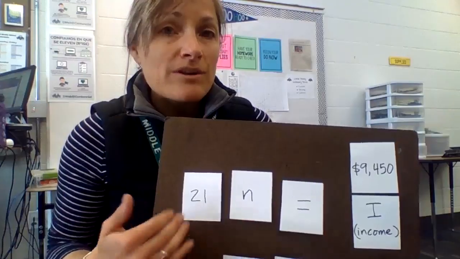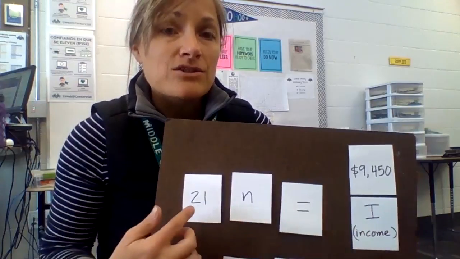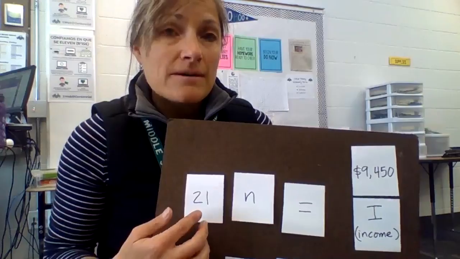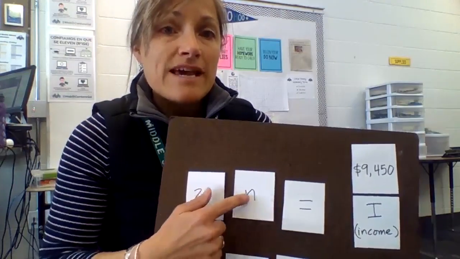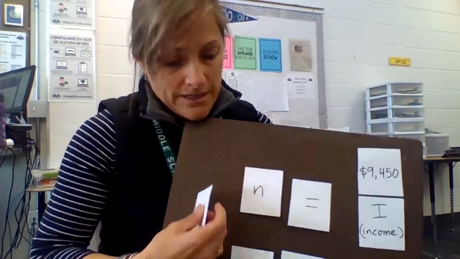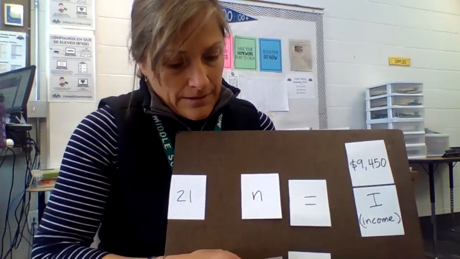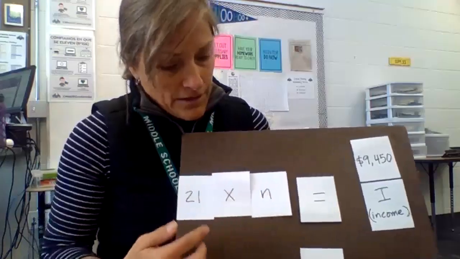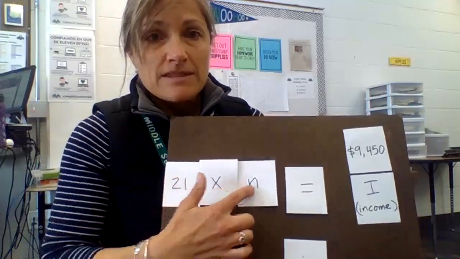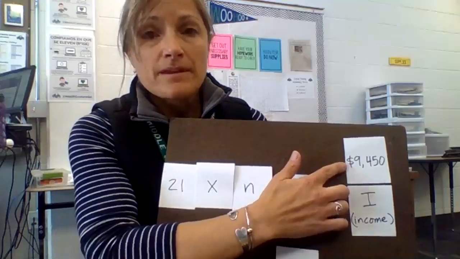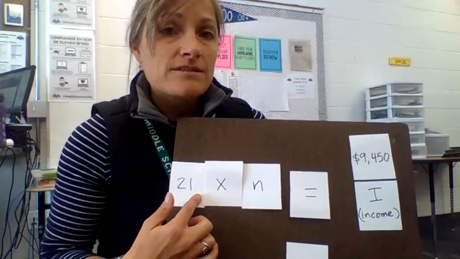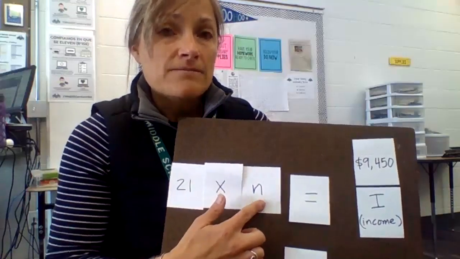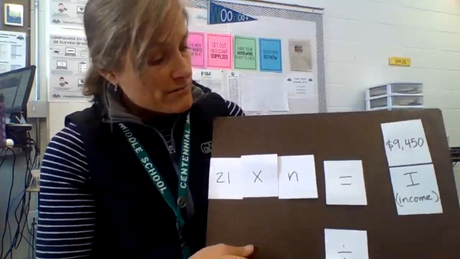Okay, so we know with fact families that we can rearrange equations using a different operation. So here we have 21 times n. There's no times here, but we could put one in because we know it's really there. We're just trying to simplify it. So if we know this factor times that factor equals this number, we also know that this number divided by one of the factors will give us the other factor. So let's try rearranging that.